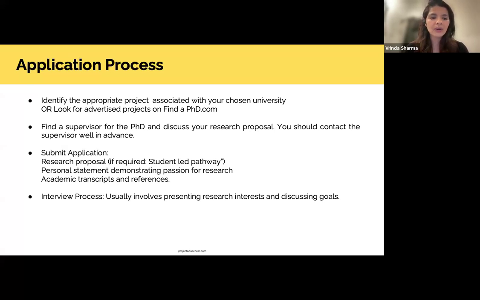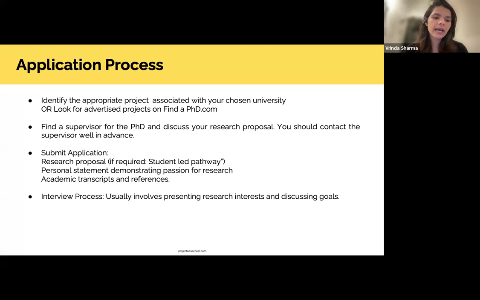And this would outline your passion for research, how your background is aligning with the project that you're applying for. Why are you motivated to pursue a PhD? And so this would be your opportunity to convey your enthusiasm and your commitment to do this project.